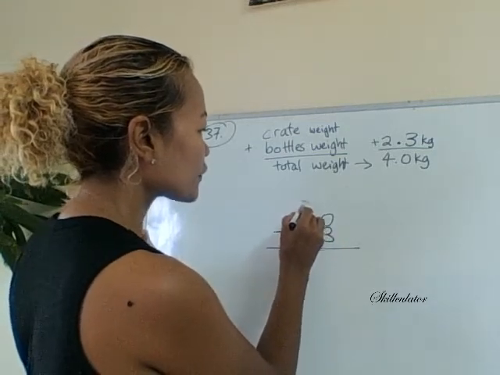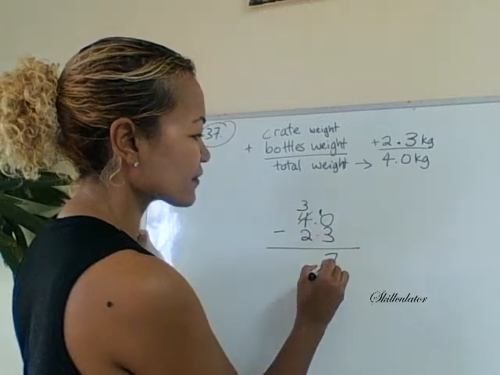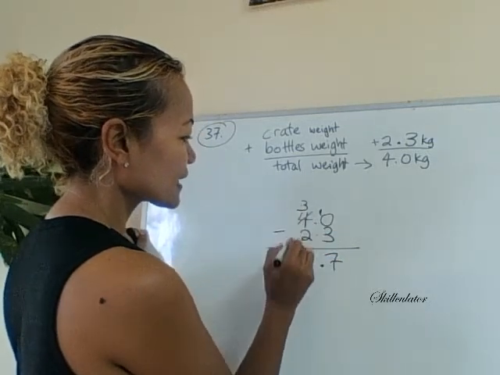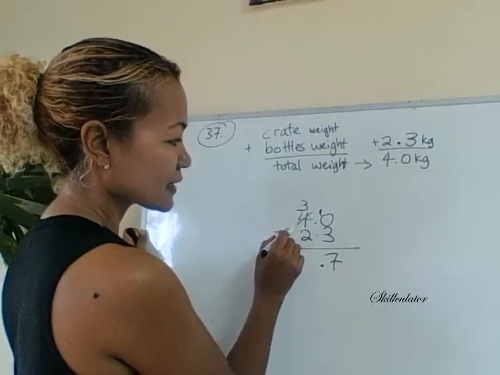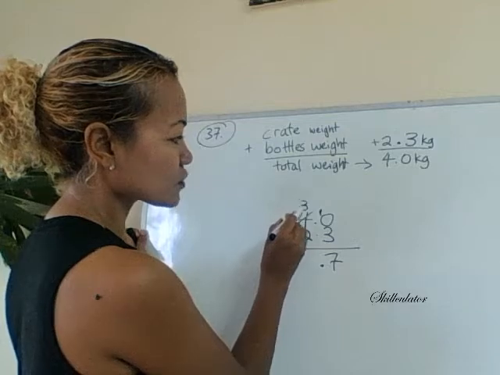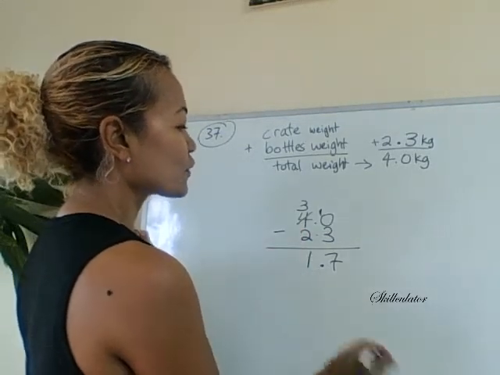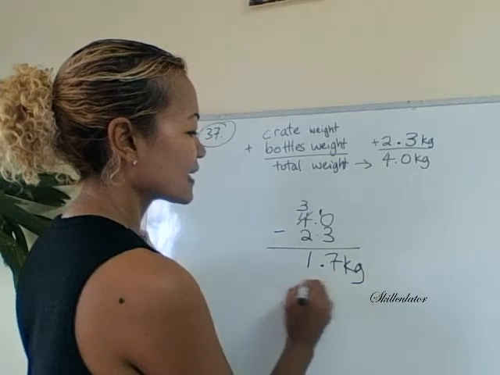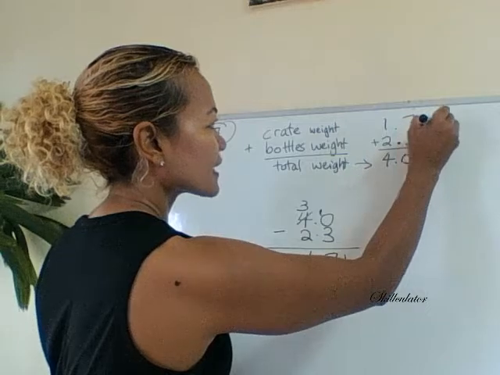Here you will borrow from this side. It will be 10. 10 minus 3 is 7. 3 minus 2, don't minus 2 from 4. This one has become 3, remember. So 3 minus 2 is 1. So you know the answer that you're looking for is 1.7 kg.